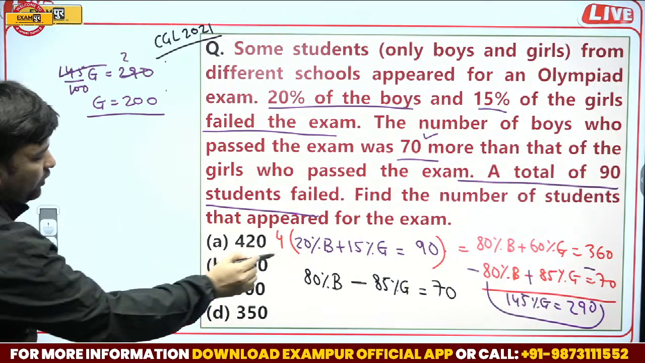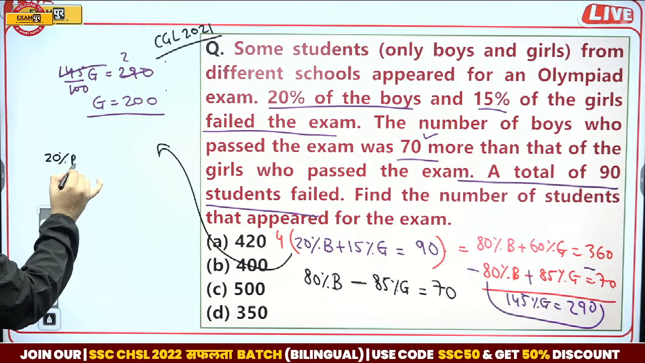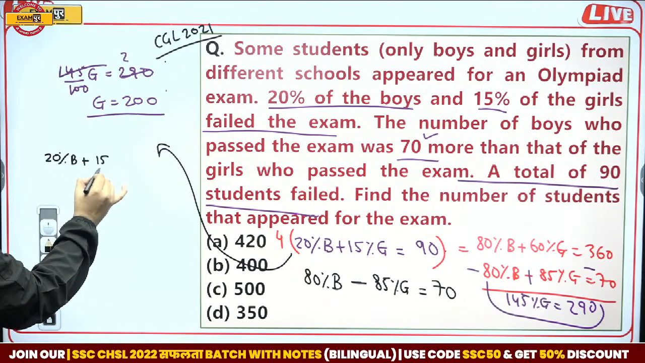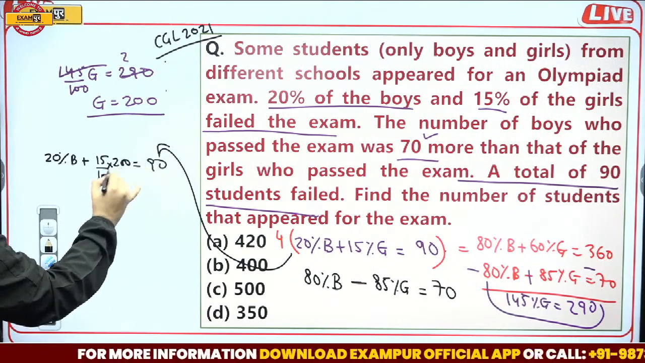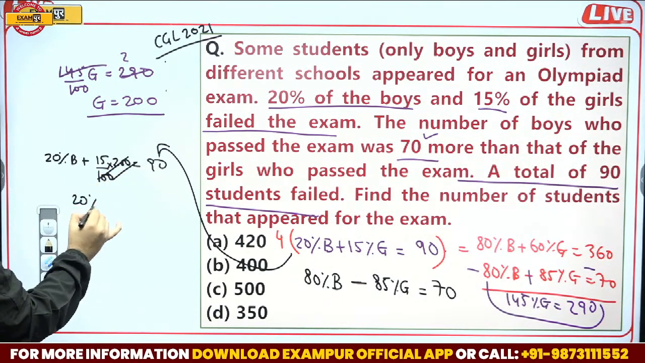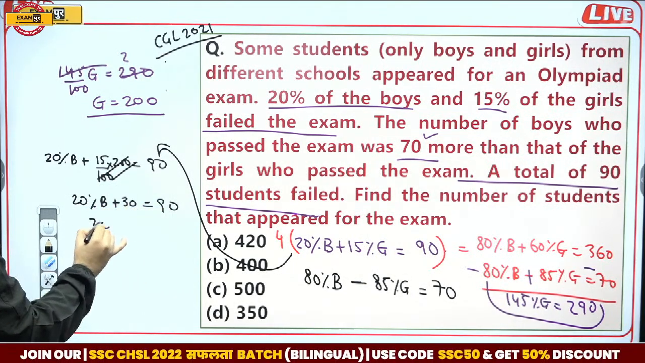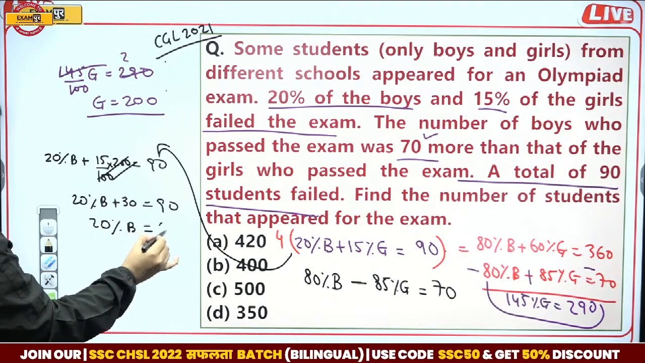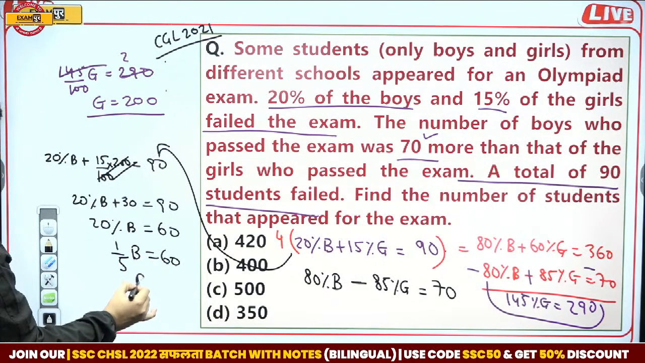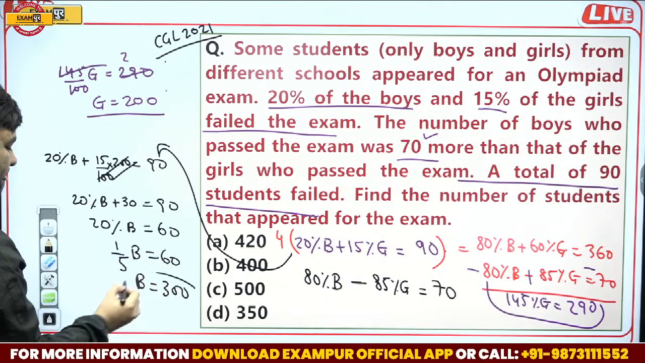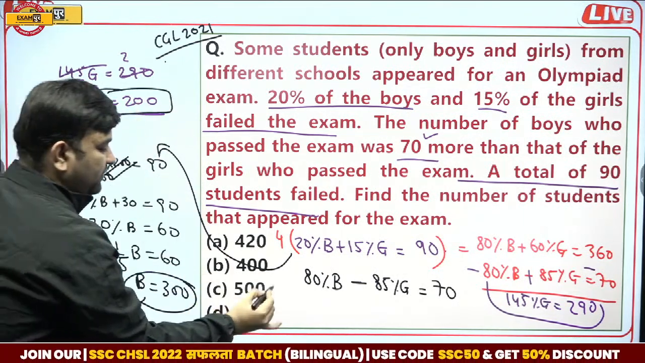If girls are 200, now I'm using the first equation. 20% boys plus 15% of 200 is equal to 90. 20% boys plus 30 is equal to 90. 20% boys is equal to 60. 20% is 1 by 5 of boys, so boys is 300. 300 plus 200, total students are 500.